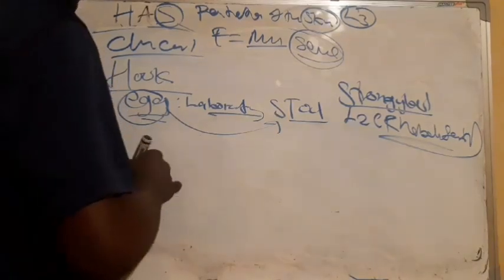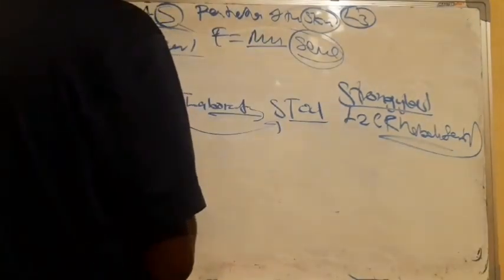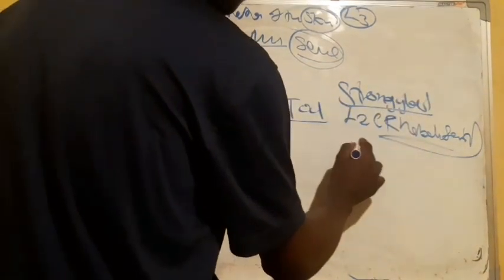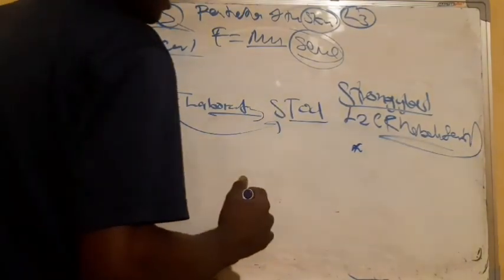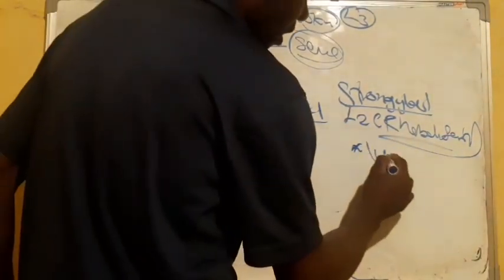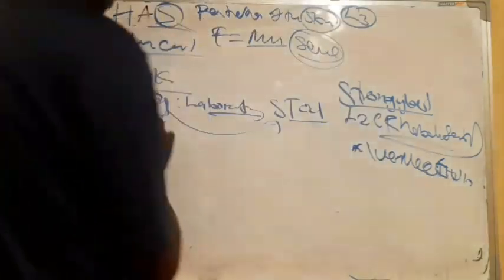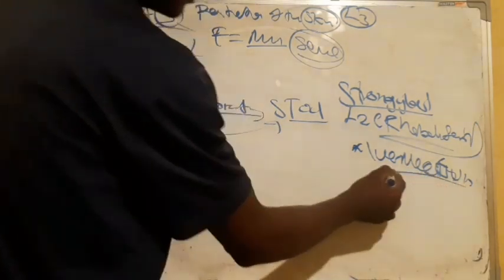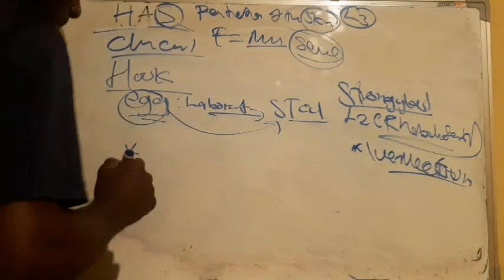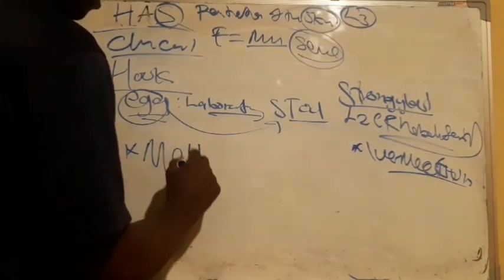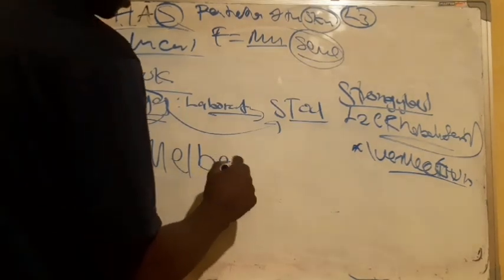So how is the treatment? For the strongyloids, the most effective treatment is giving ivermectin. Then for the hookworm, it is albendazole, albendazole. Okay.